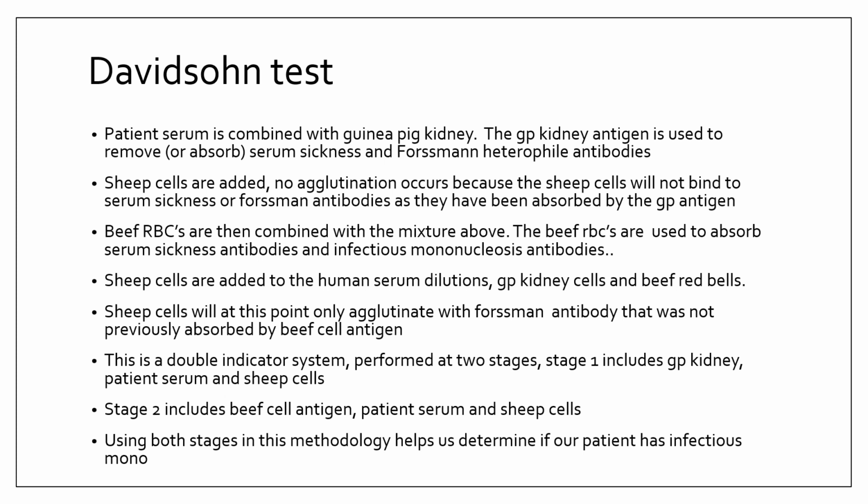This is a double indicator system, meaning that there are 2 stages. Stage 1 includes guinea pig kidney, patient serum, and sheep cells, and stage 2 includes beef cell antigen, patient serum, and sheep cells. Using both stages in this test helps us determine if our patient has the infectious mononucleosis heterophile antibody. So let me show you on a chart what's happening with this system.